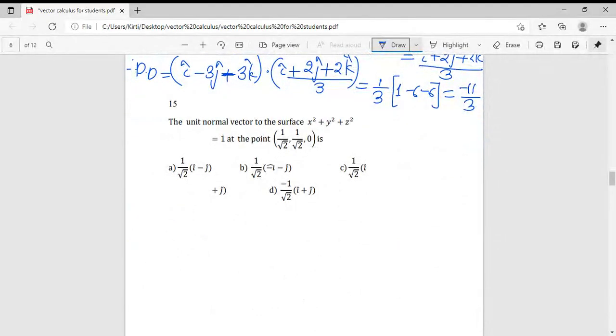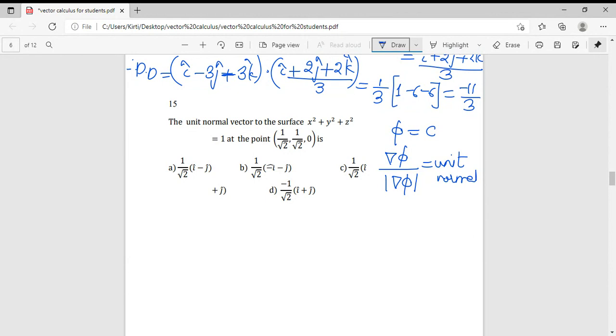Now, unit normal vector to the surface is required. So we know that the surface is given by phi is equal to c. So its unit normal vector is given by gradient of phi upon its magnitude. So this is what we have to find out. So this is our unit normal vector, because gradient represents a normal vector. So unit normal vector will be this.